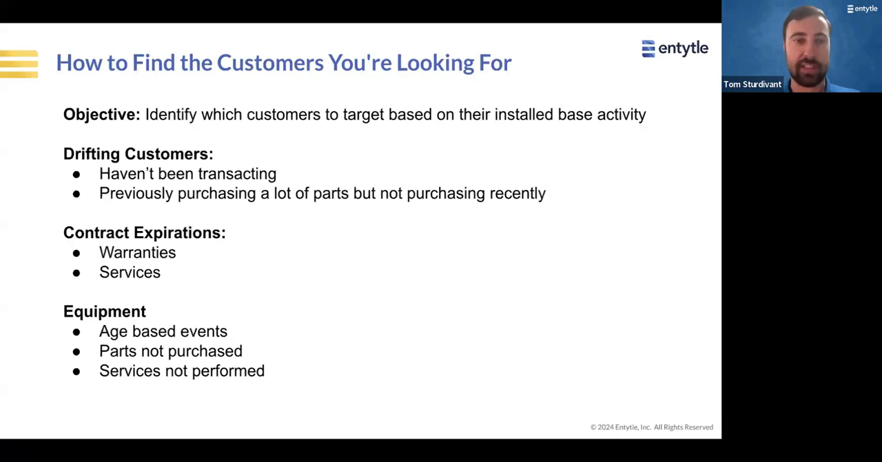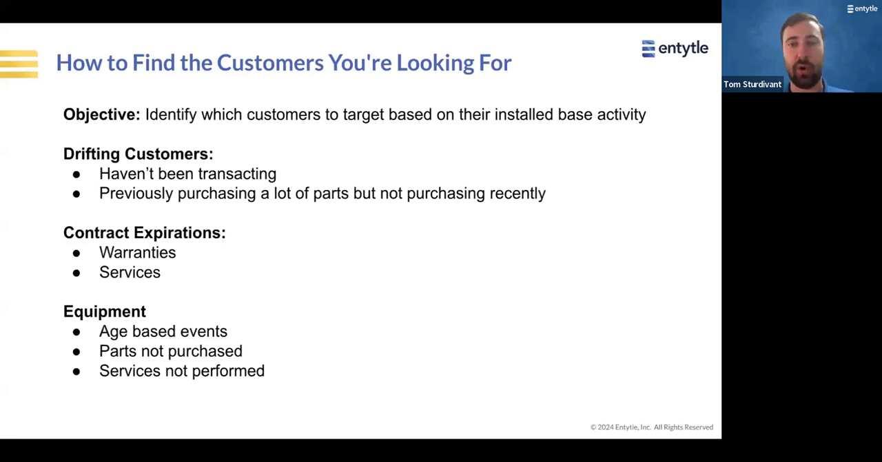We're also going to cover contract expirations: customers who are coming out of a warranty period with you, or maybe have a service contract expiring, which are good opportunities to target those customers with offerings for extensions of contracts. We're also going to talk about equipment-based segmentation, so looking for customers who have equipment that would indicate they're due for some sort of annual preventive maintenance, or maybe a 5-year maintenance that needs to take place. So, how to look for those customers.